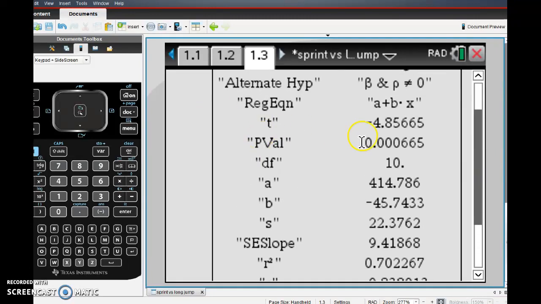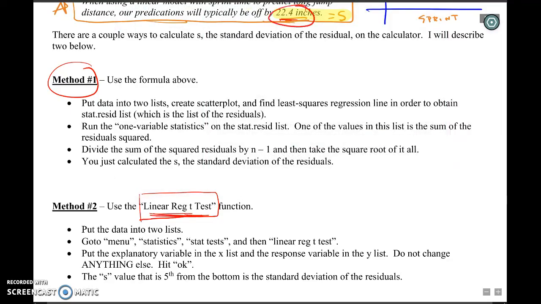All kinds of crazy stuff. Notice the degrees of freedom. That's 10. That's the n minus 1. I think this set had 12 data points. I'm sorry, n minus 2. But here's the slope. Here's the y-intercept. And right here is your s value. That is the standard deviation of the residuals, 22.4. So that's the easiest way to get it, to use this function.